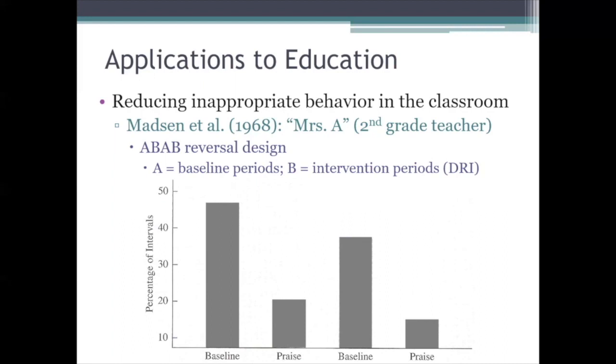So as we've talked about before, this is what we would call an AB-AB reversal design, right? There are 2 baseline periods, 2 A periods where Mrs. A didn't employ the DRI technique. And then there are 2 B periods, 2 intervention periods where she did. So it's sort of like we're turning the intervention on, then off, and then back on again to see what happens to the student's behavior when we do that.